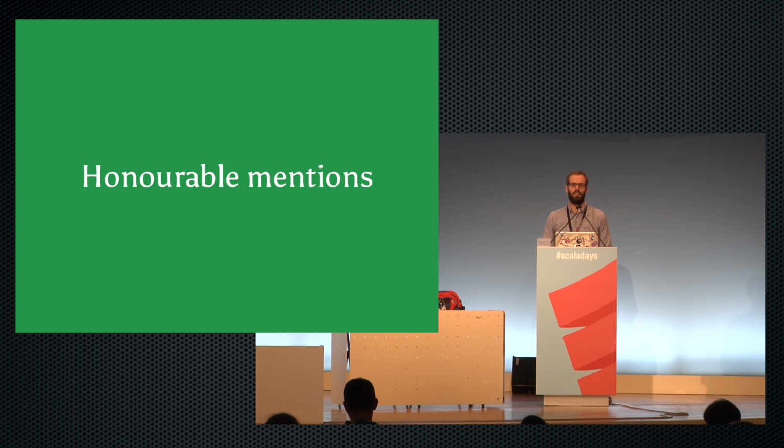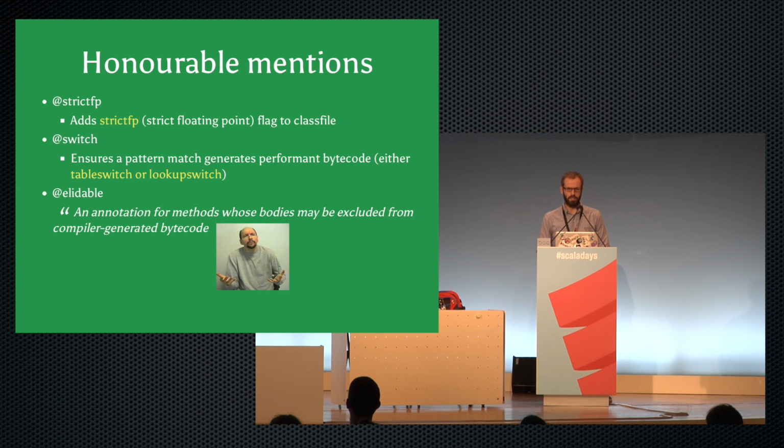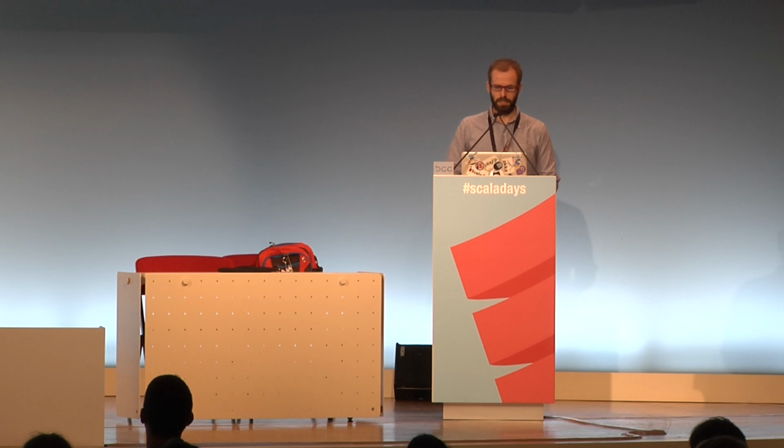Finally, honourable mentions. These are a few other annotations in the standard library that I discovered while I was writing this talk. They're quite interesting, but not enough to make a whole talk about. First of all, we've got strictfp. In the JVM spec, you can add a flag to a class file, the strictfp flag, which means make sure that my floating point operations give exactly the same answer on all platforms. No matter where this code runs, I want to get the same answer. If you don't have that, then you will get more accurate floating point calculations, but they might be different depending on where your code runs. So that might be useful in certain cases.